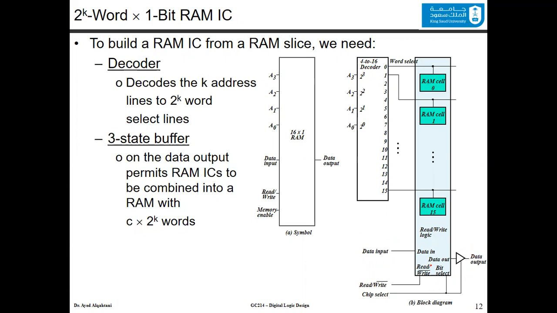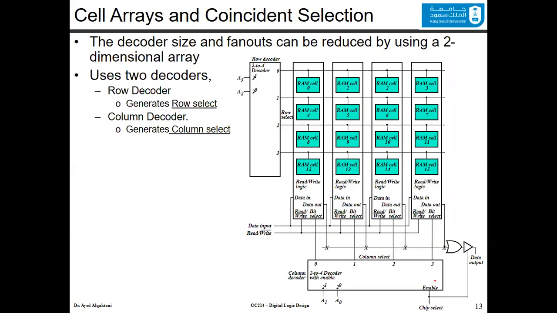You can also see the chip select or the memory select or the memory enable. This also helps us if we want to build bigger memories from smaller ones. And we will see those benefits in the coming slides, starting with this one.